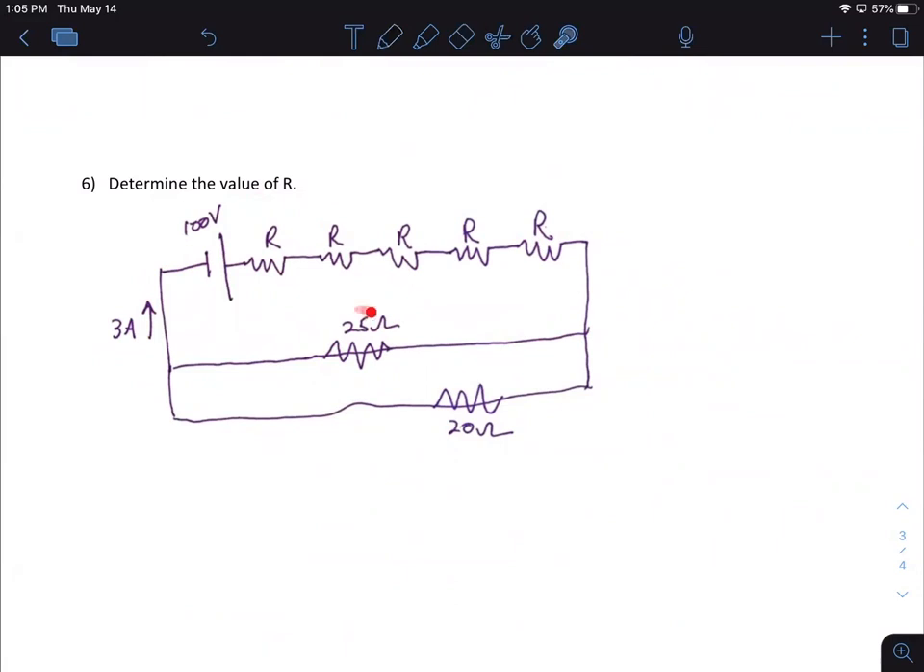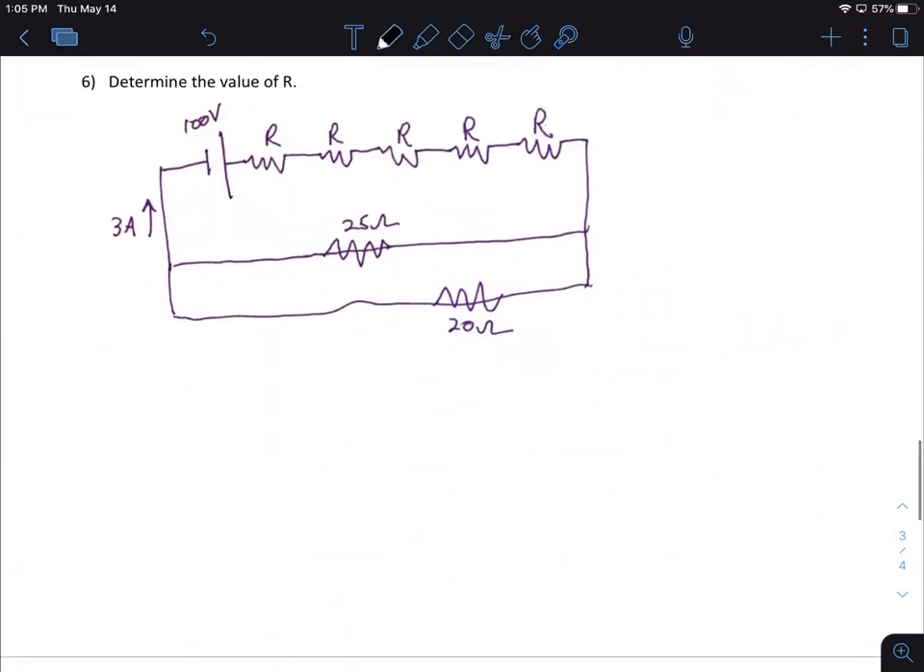I see no reason not to shove these 2 together. So I'm going to. And then this might be easier to deal with if we also put all these together. So this is a 100 volt battery. It's got a current of 3 amps going through it. This I can all say is like one resistor with a resistance of 5R.